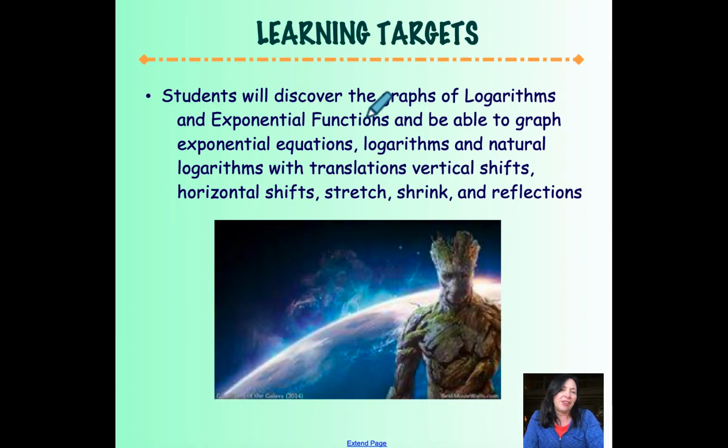So our learning targets today are to discover graphs of logs and exponential functions, and be able to graph these and their inverses.